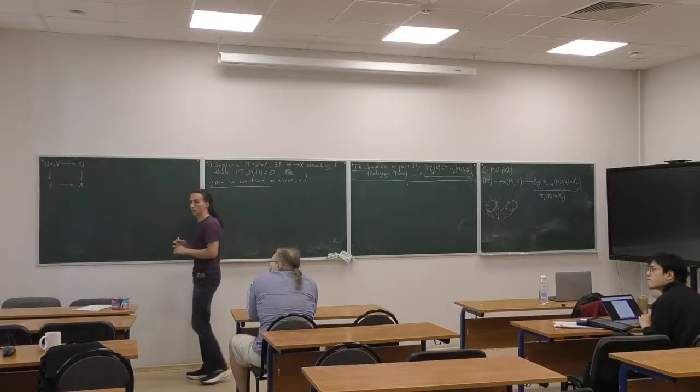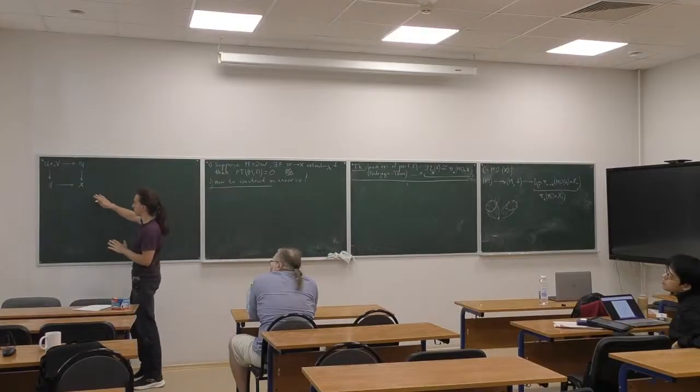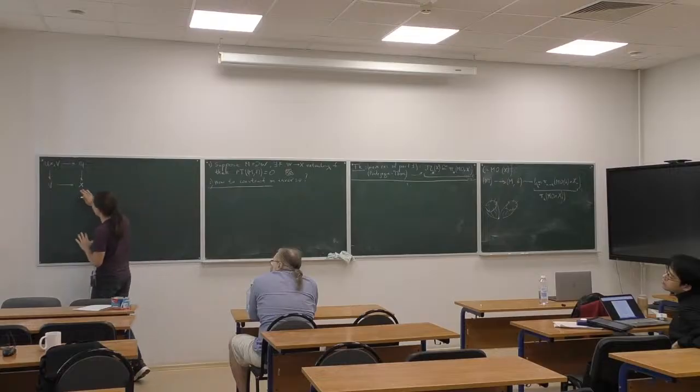So could you write that U, V, and X are smooth manifolds? Yeah, X is not even necessarily a smooth manifold. Probably, no, probably, yeah, sorry. All of them are smooth manifolds.